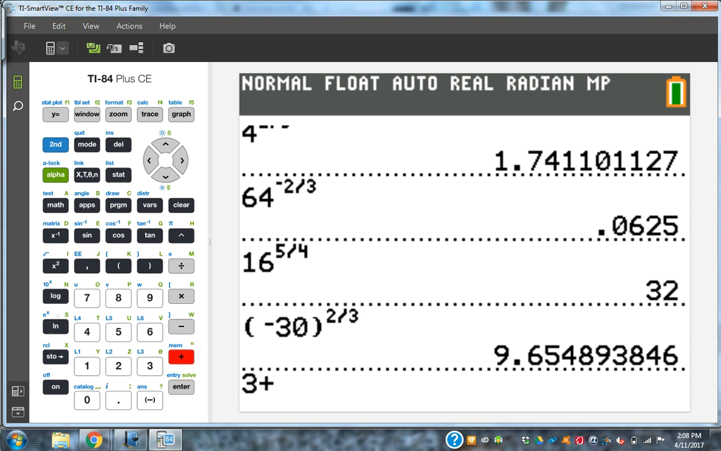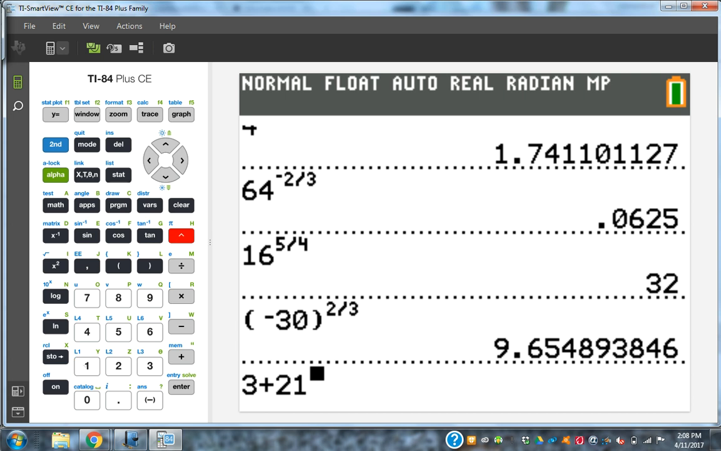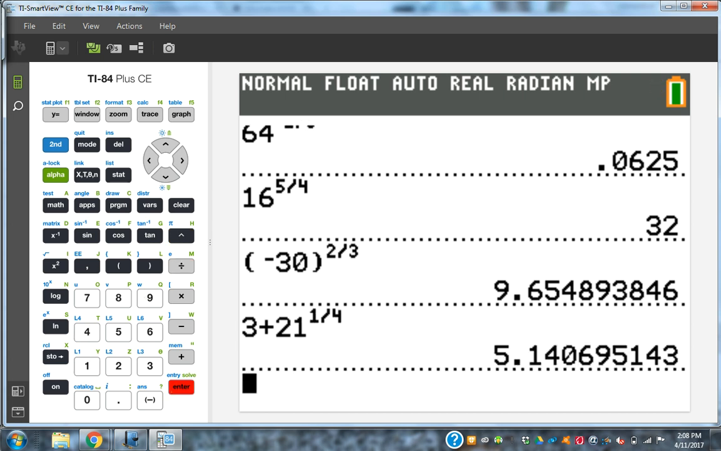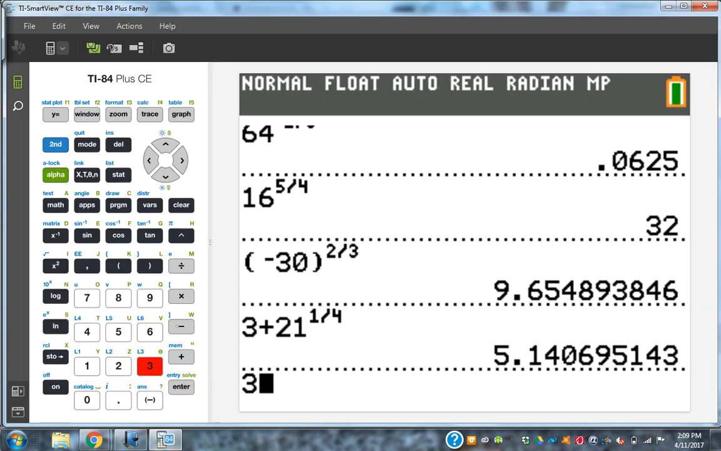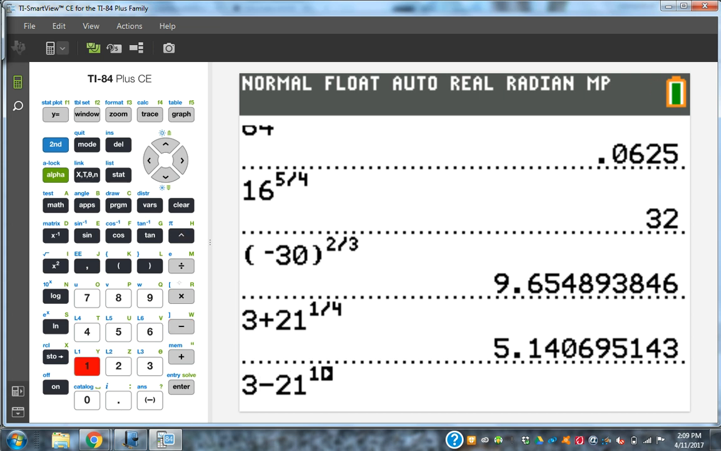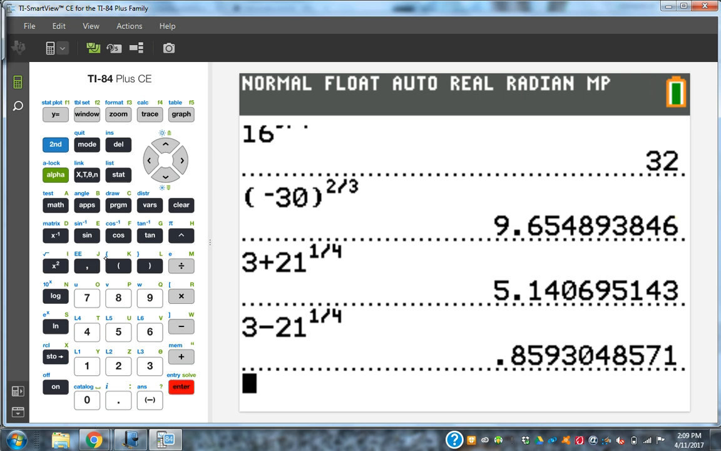3 plus the fourth root of 21, that would be 21 raised to the 1/4 power. That's how I type those in. I get 5 point, let's go 2 places like we did before. So we look at the 0 and it says leave that alone. So that's 5.14. And then do the minus. So 3 minus the fourth root of 21. And if you want, you can hit math and go to that x root button, and it'll get you the same exact answer if you type it in correctly. But to me, it's just so much quicker to type it in that way using the stuff we know.